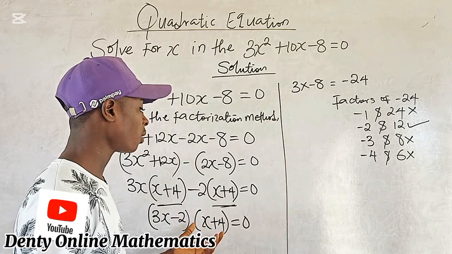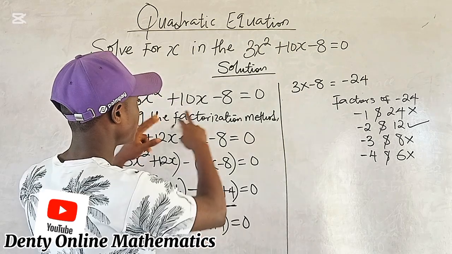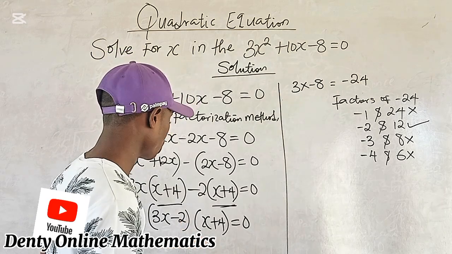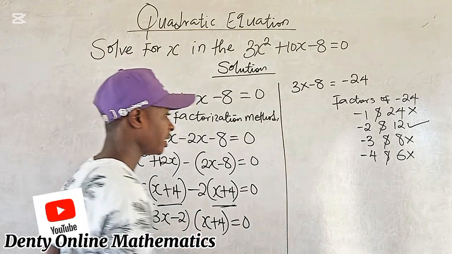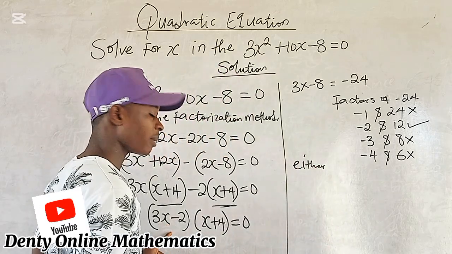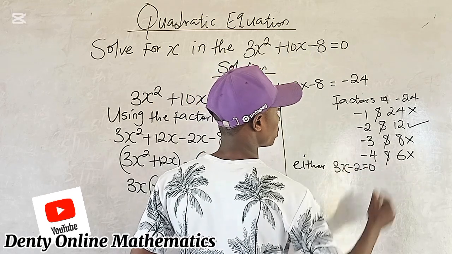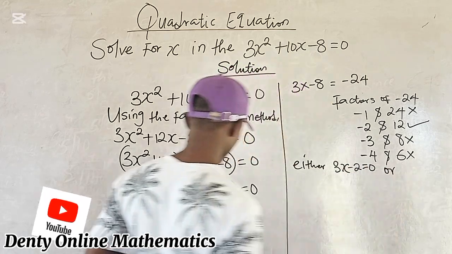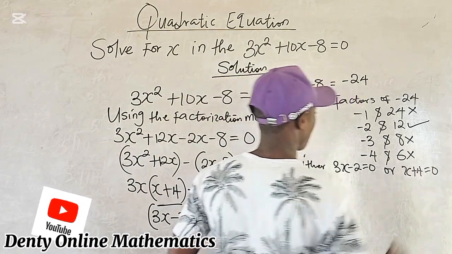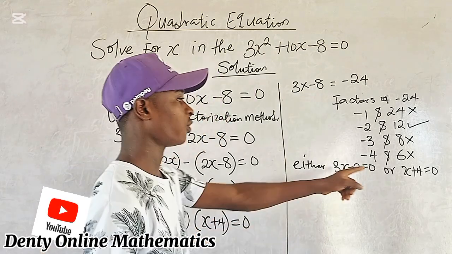Now, some persons might stop here. But if you stop here, you are wrong. What we just did here is to factorize them. But we are not asked to factorize. We are asked to solve for x. We are going to look for a solution. So since two of them are multiplied, it is either 3x minus 2 is equal to 0, or x plus 4 will be equal to 0. Is that 3x minus 2 equal to 0, or x plus 4 will be equal to 0?